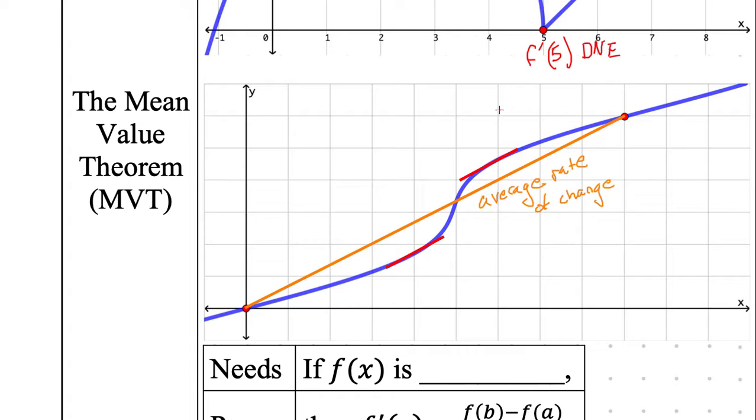Those are called the tangent lines. So tangent and tangent.